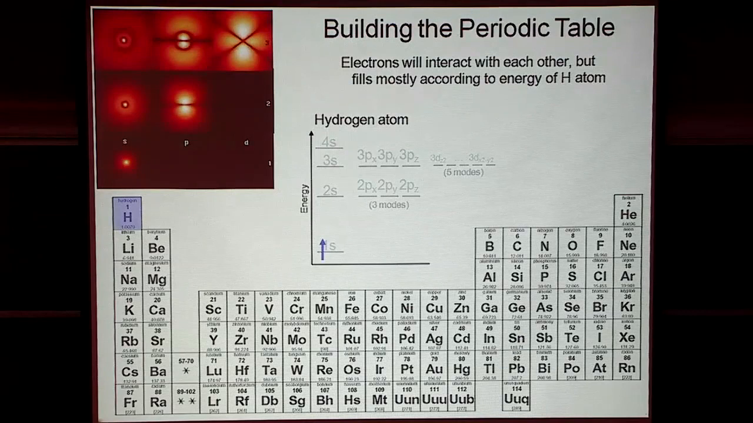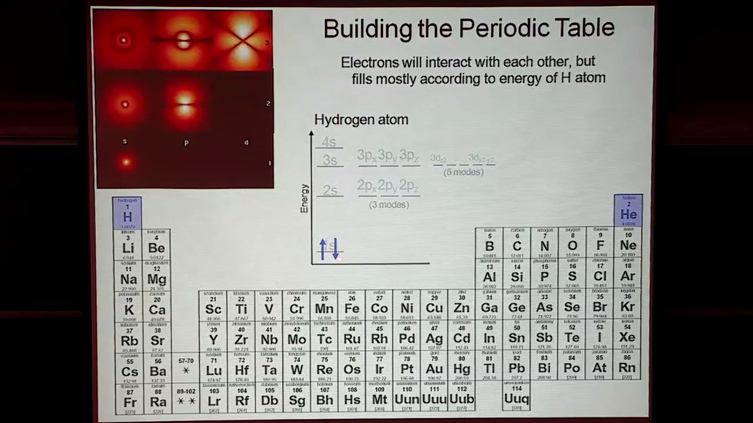Okay, so let's build the periodic table. And what I'm going to say is the electrons are going to mostly fill according to these hydrogen atom energy levels. They're going to interact a little bit and mess things around a little bit. More or less, that's going to be correct. So if you want a hydrogen atom, you have a single proton, single charge, you have a single electron. That just comes in here, goes to the bottom state, fills up there. And then you take two protons in the center for a helium atom, and an electron will come in here and fill that state, but it has to go into opposite spin states.